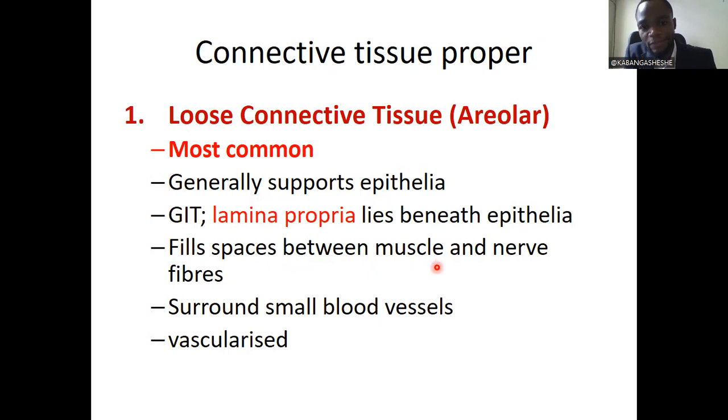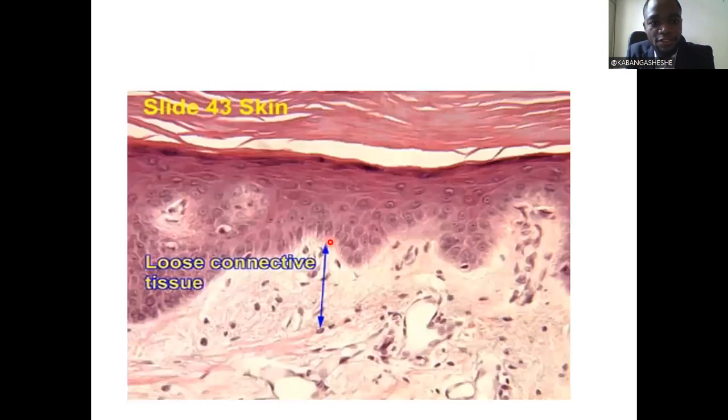Then specifically in epithelial tissue, we said epithelial tissue rests on a basement membrane. So that basement membrane, we also refer to it as lamina propria. Now, lamina propria is loose connective tissue. So we should take note of that. The lamina propria that we found in epithelial tissue is formed by loose connective tissue. So this is what we have here.